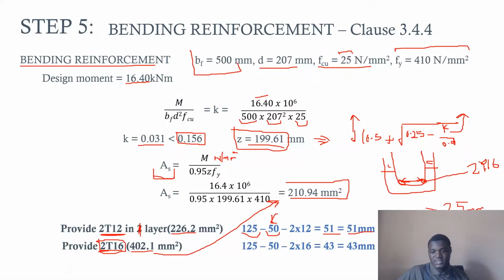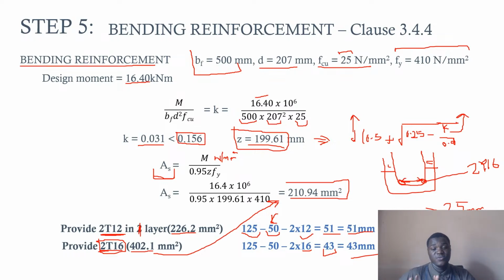So 51 is greater than 25 mm. And then if you are using 16 mm reinforcement, so instead of 12 here, you replace it with 16, you have 43. 43 is also greater than 25. Definitely, your spacing of reinforcement is adequate.